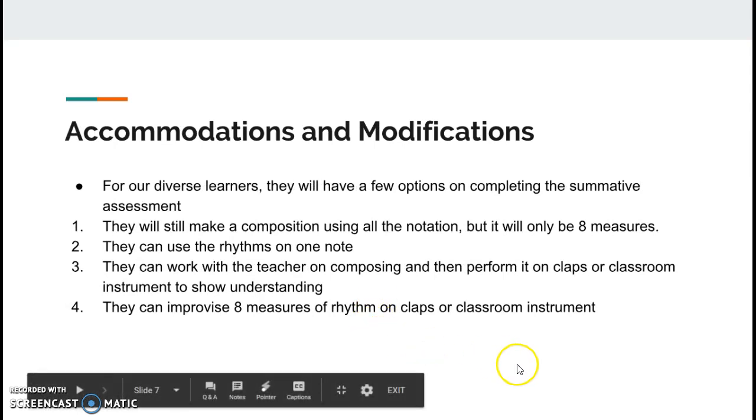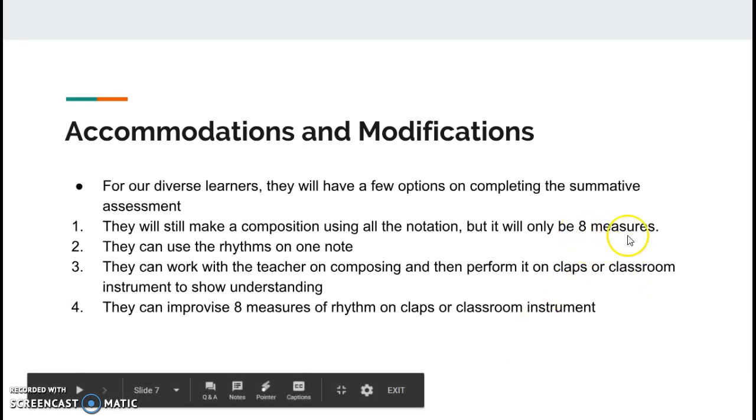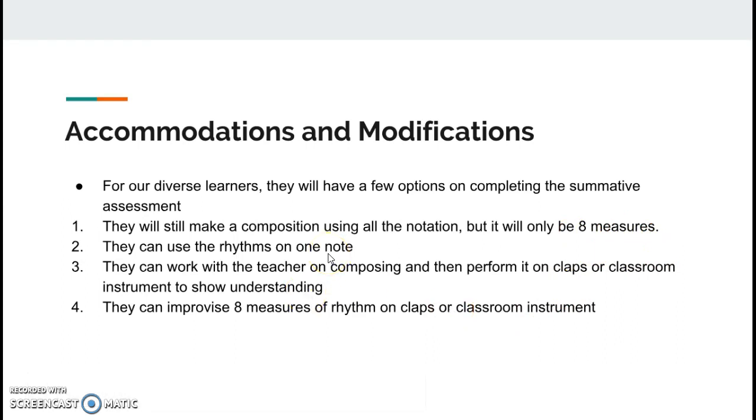Accommodations and modifications. I might be tweaking this a little bit as I go forward with this, but I'm thinking we'll have a few different options for the diverse learners. One, they can do the assignment as is, except maybe make it 8 measures, maybe so it doesn't feel such like a burden. I'm thinking we could eliminate the pentatonic scale altogether, have them just do rhythms on 1 note, or fewer notes maybe, just so they don't feel so overwhelmed by that. The big thing is really just learning about those rhythms.